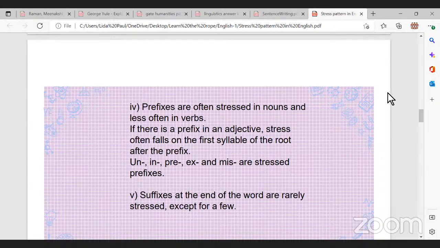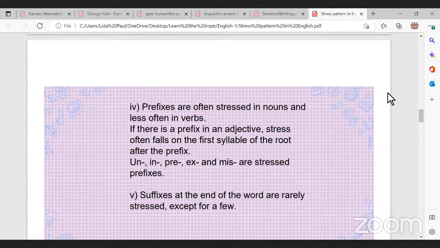Unemployment. Okay, good. So where is the stress in unemployment? Where do you think it will fall? Unemployment or unemployed, anything. Unemployment is a good example. It's on the prefix. Unemployed. It's okay. I'm asking you, where is it?